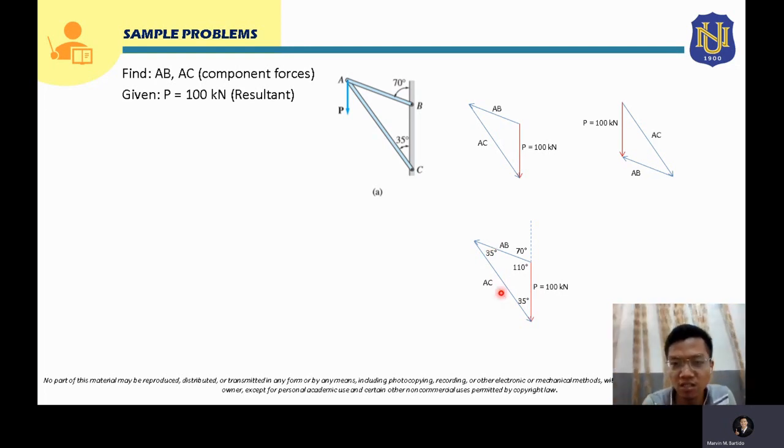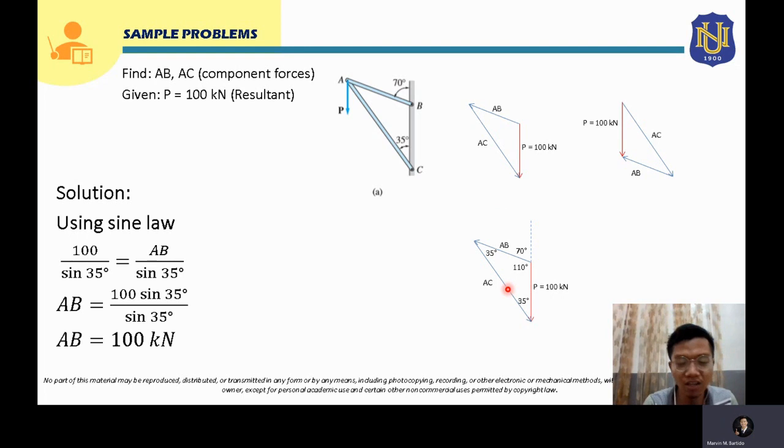Now from here, since we have all the angles, 35 degrees, 110 degrees, 35 degrees, and we have one side given, we can actually solve what is being asked, which are the force AC and the component force AB. What law can we use here, class? We can actually use sine law, right? So using sine law, let's say we want to solve first for AB. We write first what is the available data.